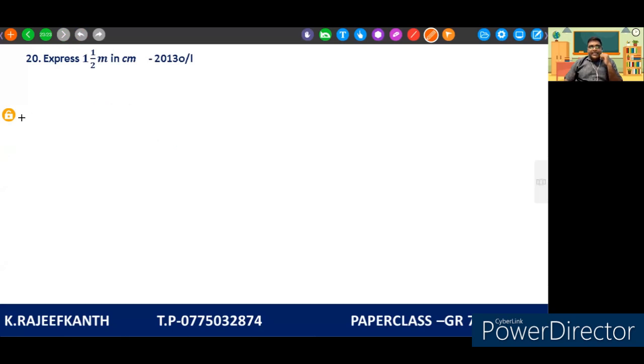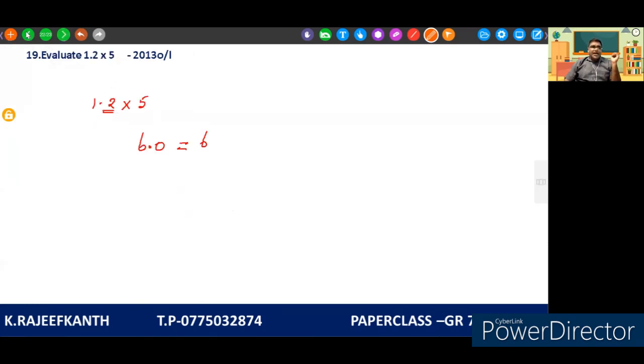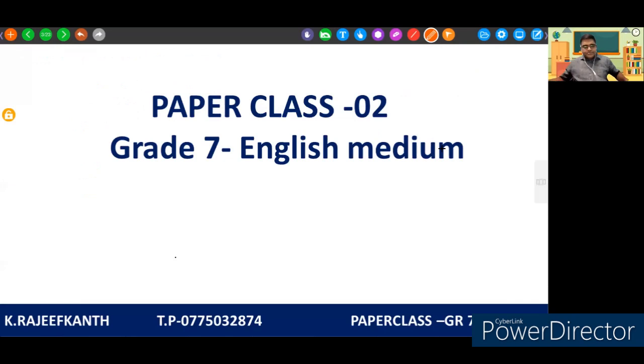Then 20th, express 1.5 meter in centimeter. This is also 2013 O-level. So here we have to convert this meter into centimeter. Here we know that 1 meter is equal to 100 centimeter and half meter is equal to 50 centimeter. Then totally we have 150 centimeter, right? So 1.5 meter is equal to 150 centimeters.